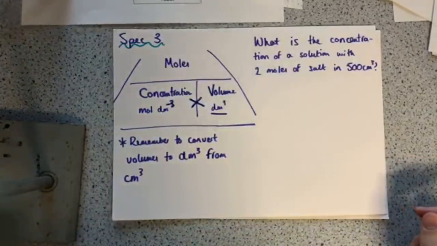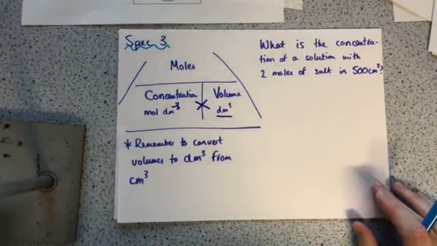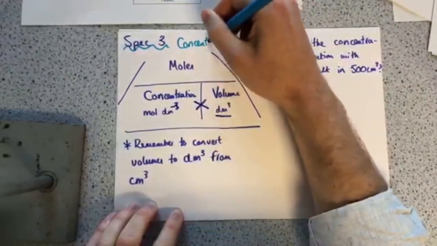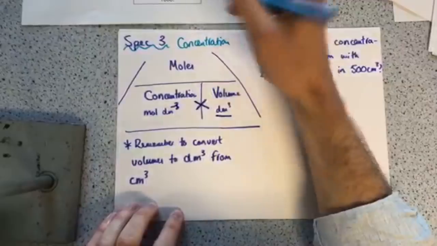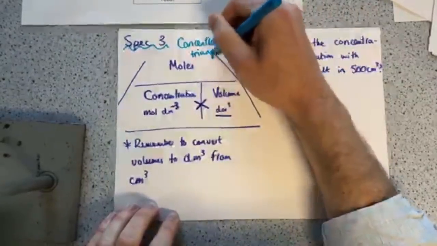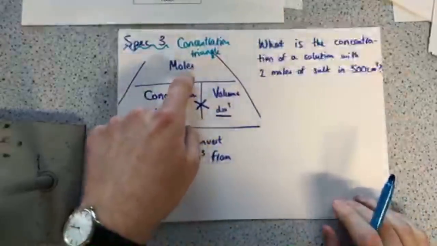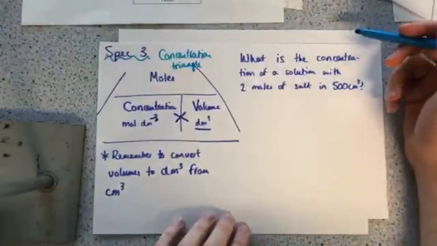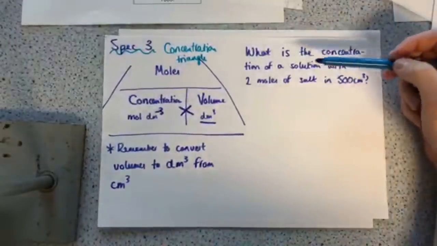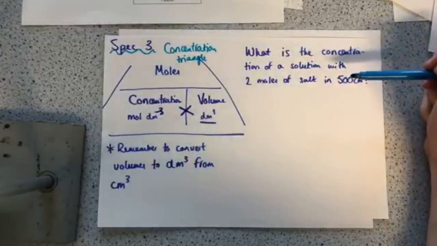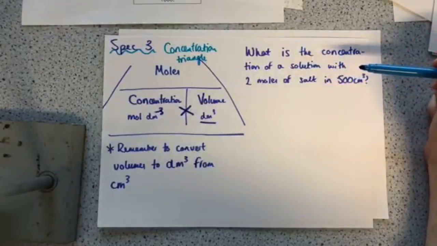So firstly, we've got the concentration triangle. For this exam, there are 2 triangles to learn, not like physics. At the top this time, you've got moles, and that's divided by either concentration or volume. So here's a typical question. It says, what is the concentration of a solution with 2 moles of salt in 500 centimetres cubed?